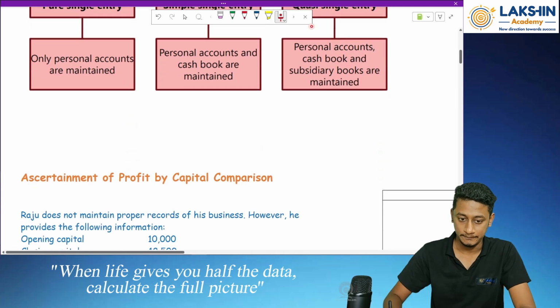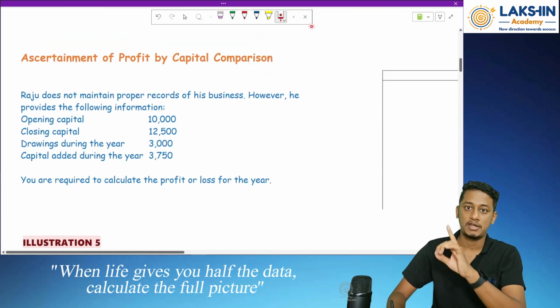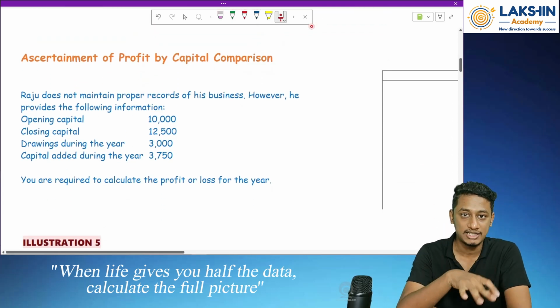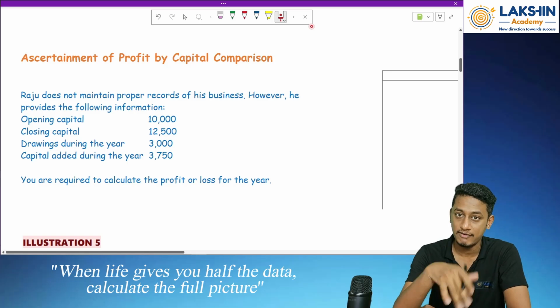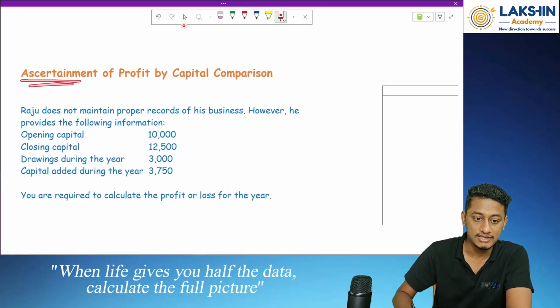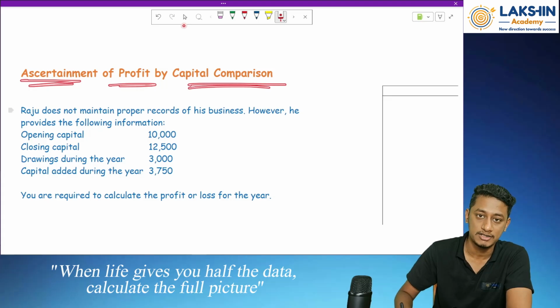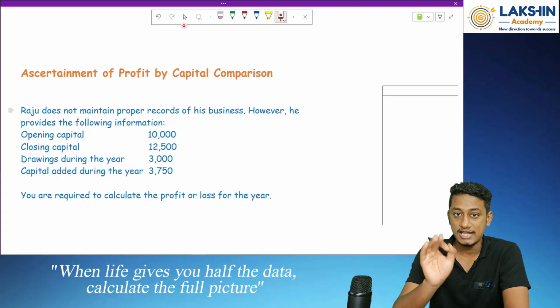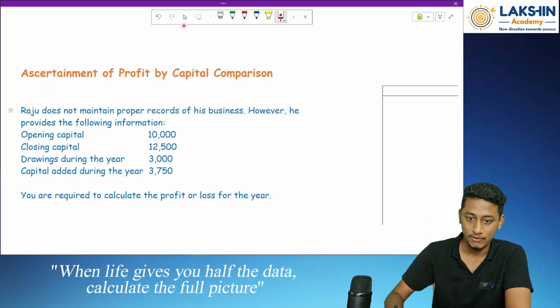Clear? Fine. So first of all, before starting, I want to clear some basics to you people. Once the basics are clear, we will jump into the main questions. Okay. So first of all, we have ascertainment of profit by capital comparison. By capital comparison, how can I ascertain my profit? So I will give you a simple formula.